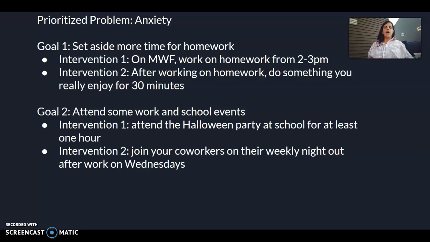So you identified that on Monday, Wednesday, and Friday, they're going to work on their homework from 2 to 3. And then after working on homework, do something you really enjoy for 30 minutes. The second goal was attending some work and school events. So intervention 1 is attending the Halloween party at school for at least 1 hour. And intervention 2, join your coworkers on their weekly night out after work on Wednesdays.